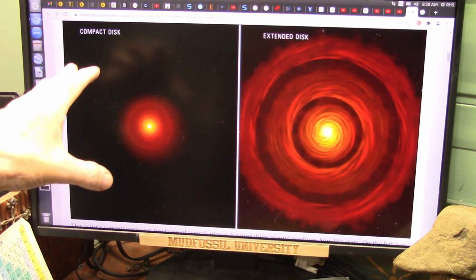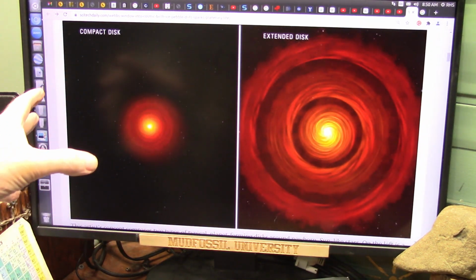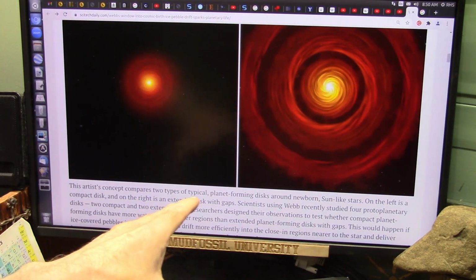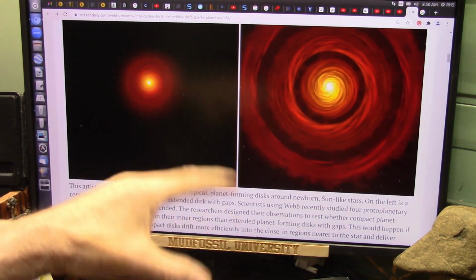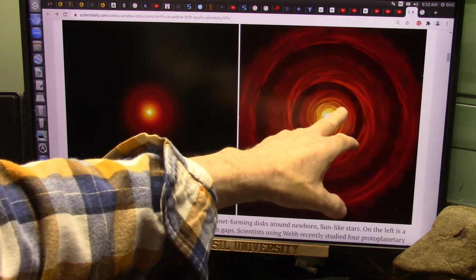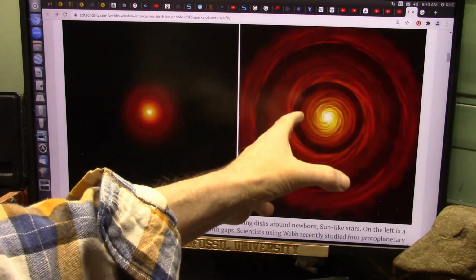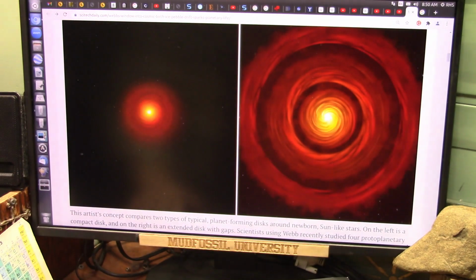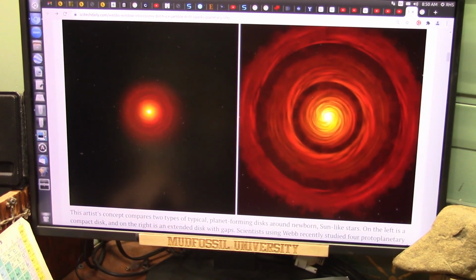this is an artist's conception. This is what they think, and they're showing it compares two types of typical planet formation disks. Well, I'm going to go into what really does form them, but what they're looking at is the main planet, basically, and then these rings that surround it. And what are those rings? They're the exact same rings that surround planet Earth.